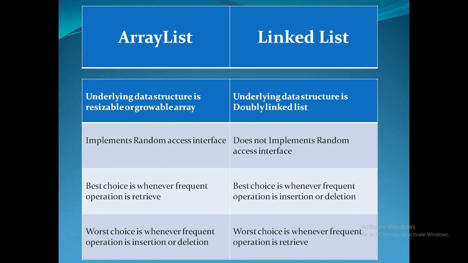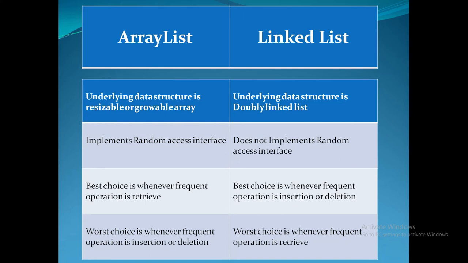The next difference is what is the worst case scenario to use the array list: whenever our frequent operation is insertion or deletion. Why? Because whenever we are trying to insert or delete the element at the middle of the array, then we have to shift all the remaining elements by one position. However many elements you are going to delete, that many times other elements need to shift. That's why the array list is the worst choice whenever our frequent operation is insertion or deletion.